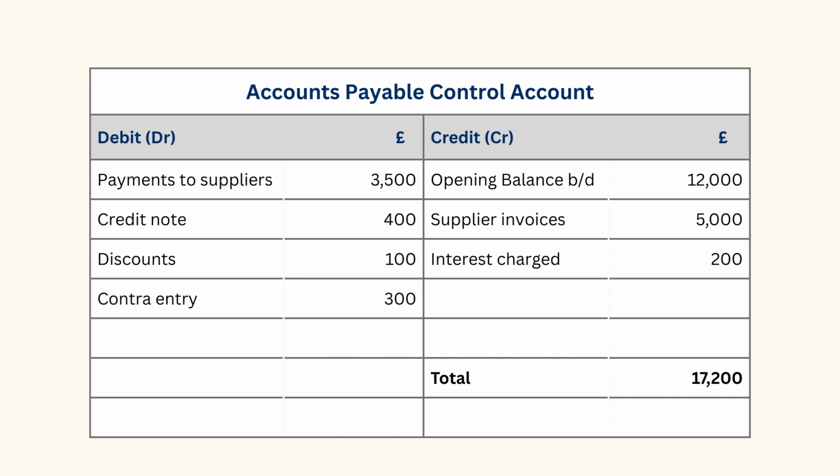Finally, we recorded a contra entry of £300 with a customer who is also a supplier, meaning we offset their balances rather than paying them separately. This reduces the amount payable, so it also appears on the debit side. When we total the debits and credits, the balance carried down will show how much the business still owes its suppliers at the end of the period. And of course, this closing balance must match the total balance in the payables ledger.